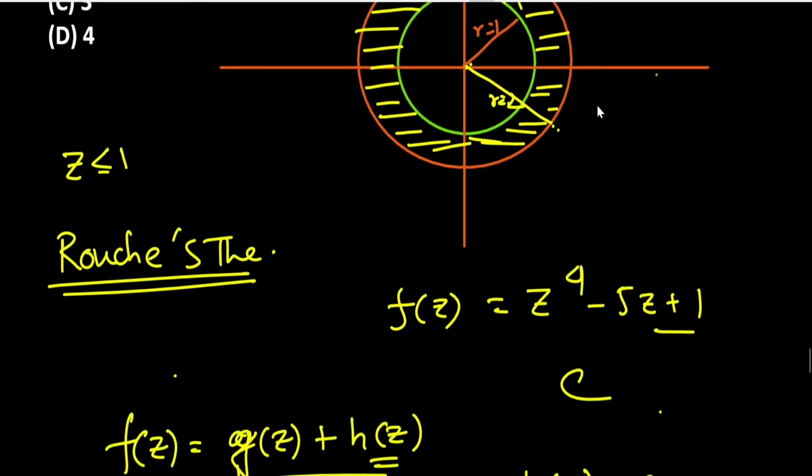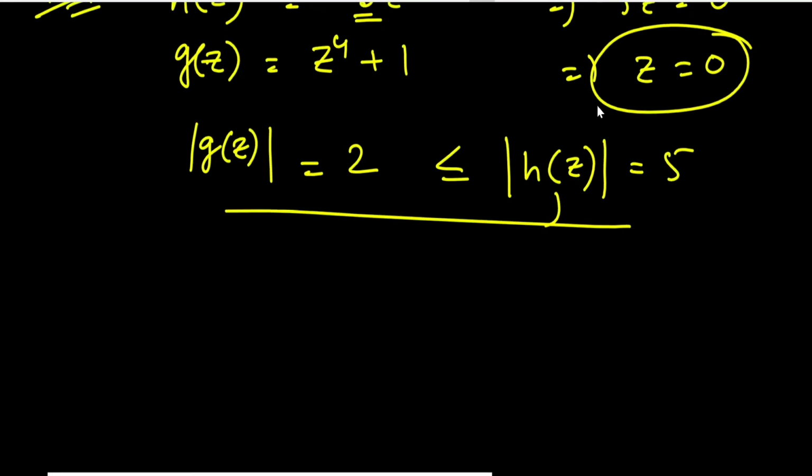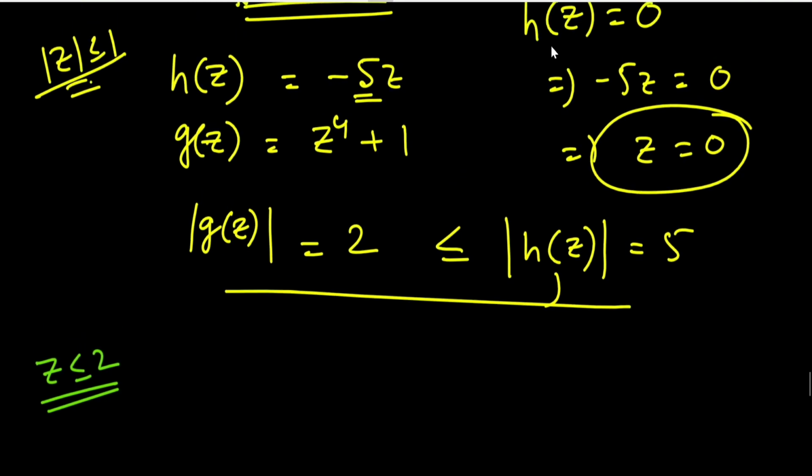Now we find the number of zeros in mod z less than or equal to 2. So for this region we take h(z) equal to z to the power 4 plus 1 and g(z) equal to minus 5z.